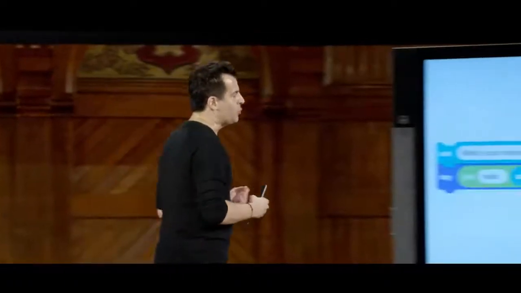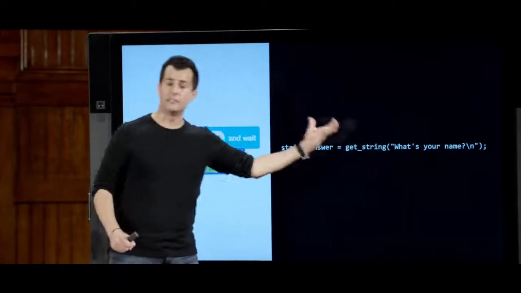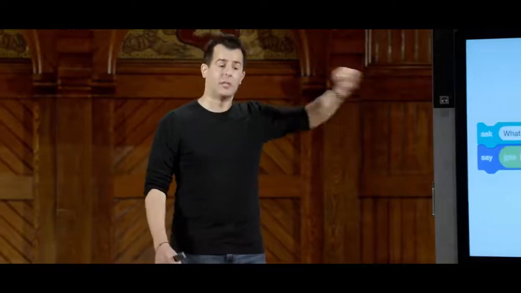But here, the equal sign in programming languages typically is kind of a motion from right to left. This equal sign doesn't technically mean equal. It means assign, or the assignment operator. Move from the right something to the left.